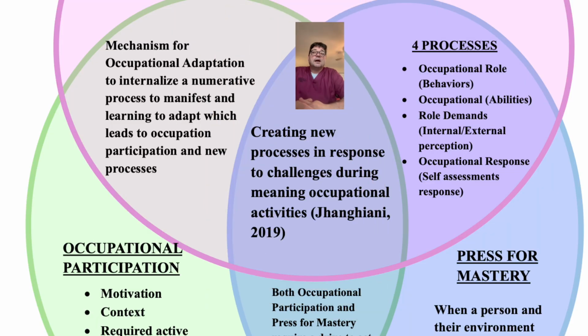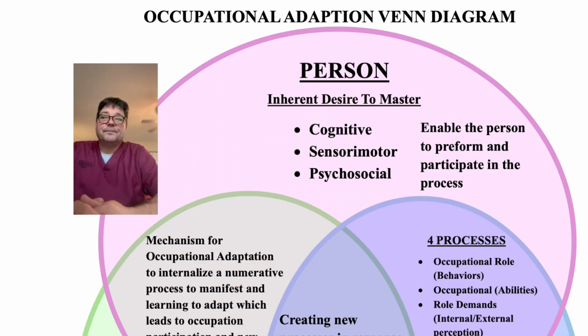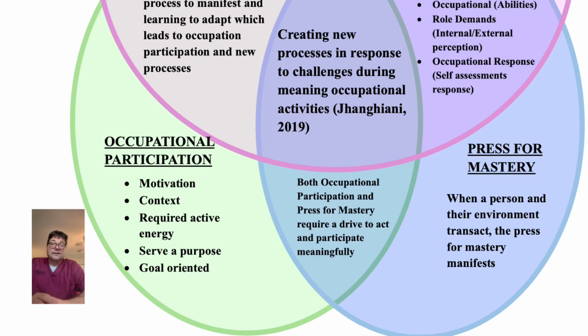Today I'm going to be focusing on questions 3 and 4. Our model is the occupational adaptation. And at the center of our Venn diagram, as shown, we have come up with creating new processes in response to challenges during meaningful occupational activities. So let's review the diagram. As you can see, our 3 most important main concepts of theory in the Venn diagram are 1, our person concept, 2, occupational participation concept, and 3, the press for mastery concept. So let's go ahead and define each concept and apply its value to our Venn diagram.